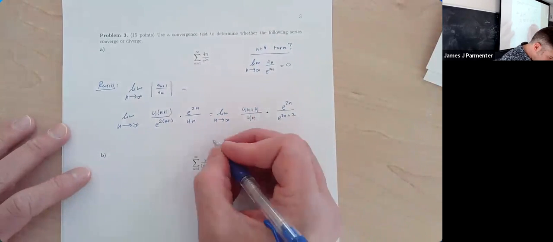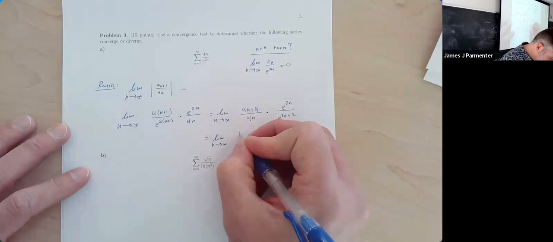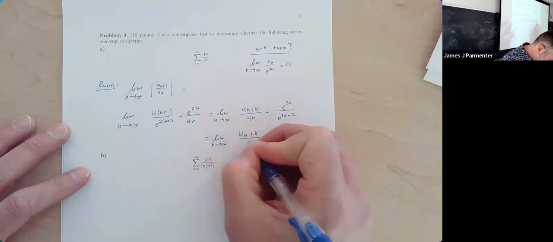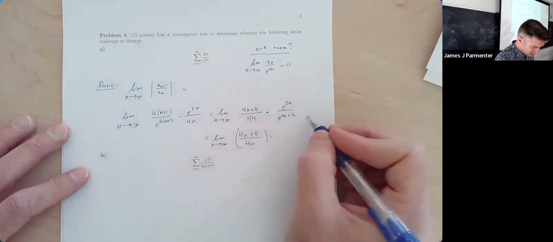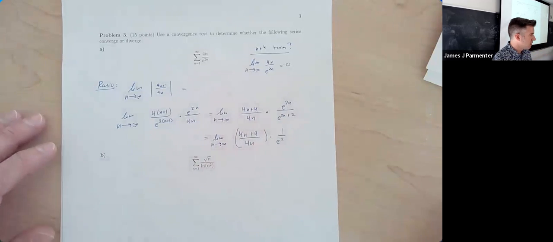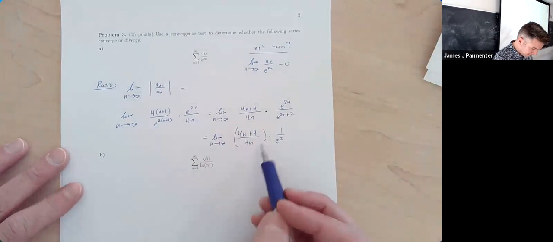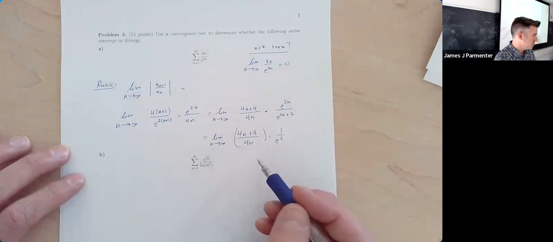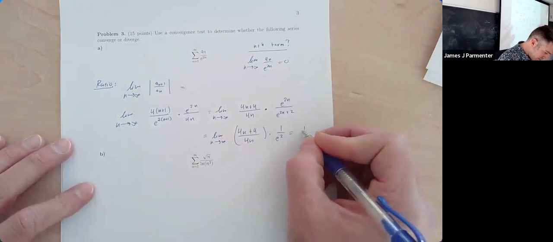And I suppose I would do one more step of simplifying here. Limit as n goes to infinity. I've got (4n plus 4) over 4n, times e to the 2n over e to the 2n plus 2, which just ends up being 1 over e squared. And that's e to the 2n over e to the 2n times e squared. All right. As n goes to infinity, what happens to (4n plus 4) over 4n? Right. So we get 1 times 1 over e squared.